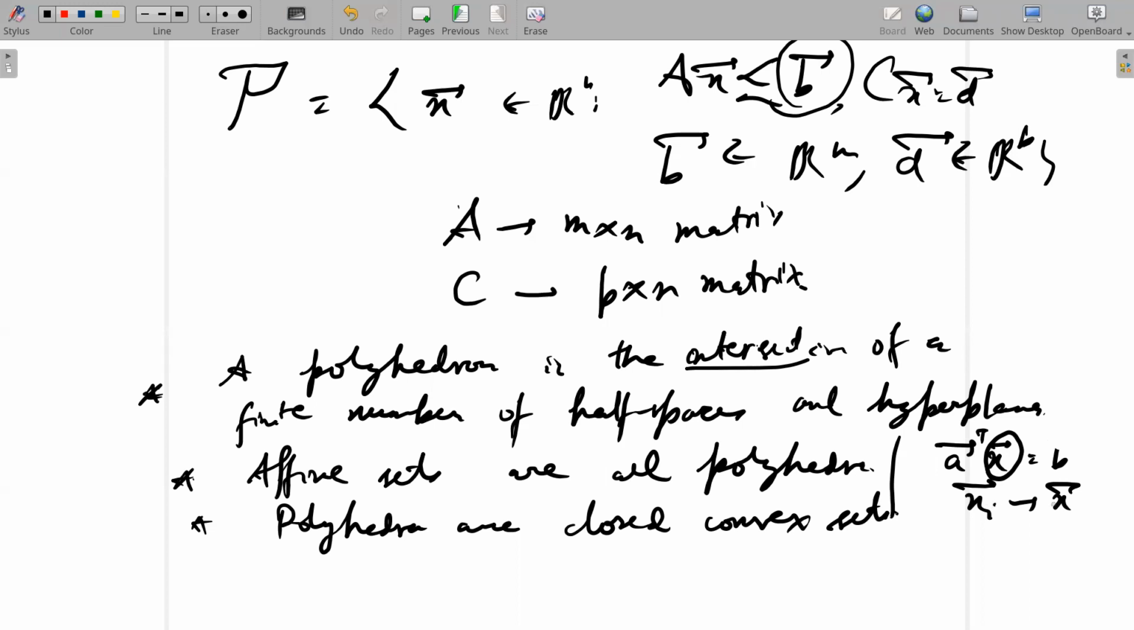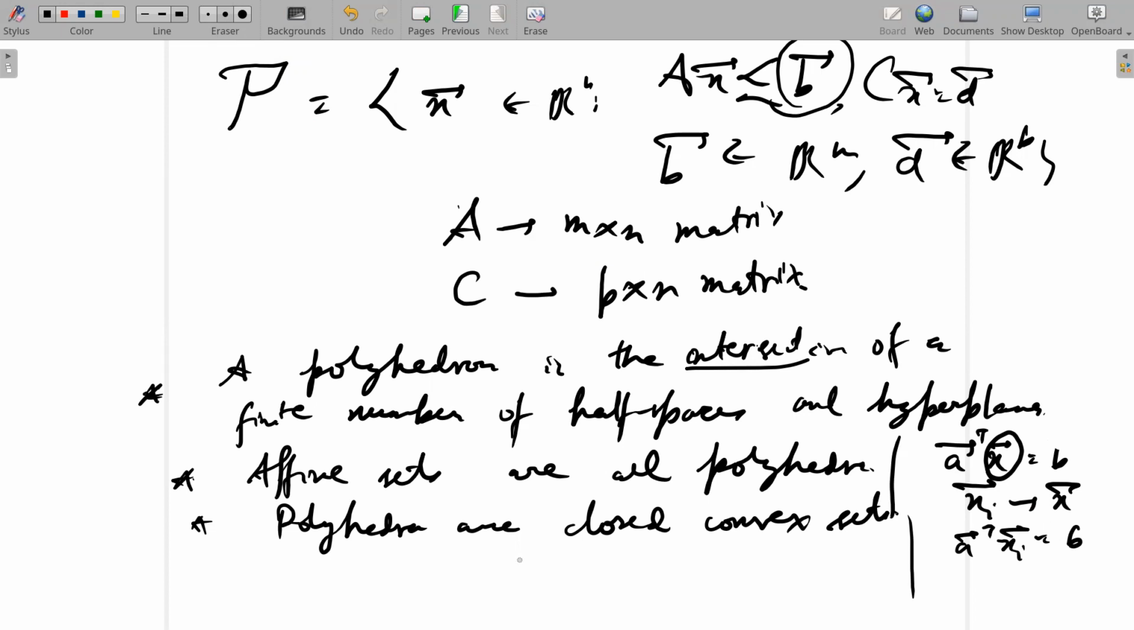So if x_i tends to some x, and all of these x_i satisfy this equation, A transpose x_i equals b, then in the limit also you'll have this equation being satisfied. So A transpose x is also equal to b. So hyperplanes are going to be closed, and similarly closed half spaces, the way they're defined, will be closed. So polyhedra are closed convex sets.